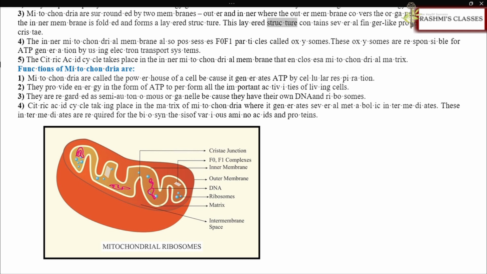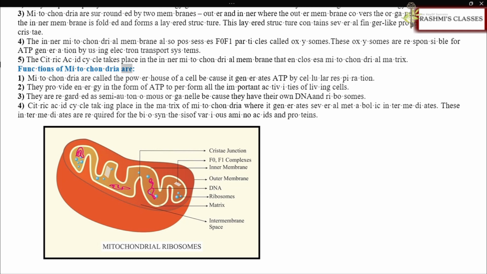This layered structure contains several finger-like projections, called cristae. The inner mitochondrial membrane also possesses F0F1 particles called oxysomes. These oxysomes are responsible for ATP generation by using electron transport systems. The citric acid cycle takes place in the matrix, which is enclosed by the inner mitochondrial membrane.